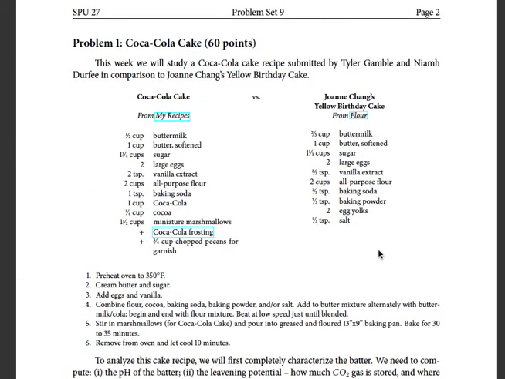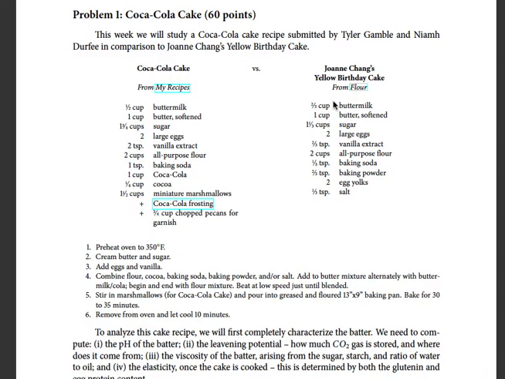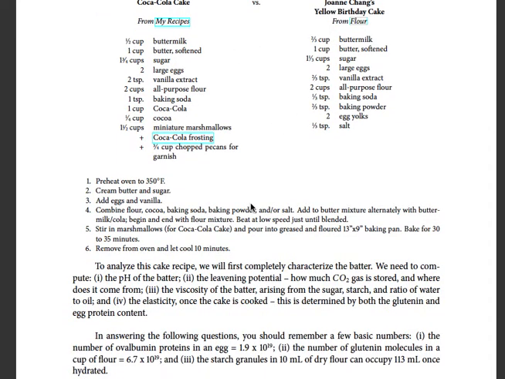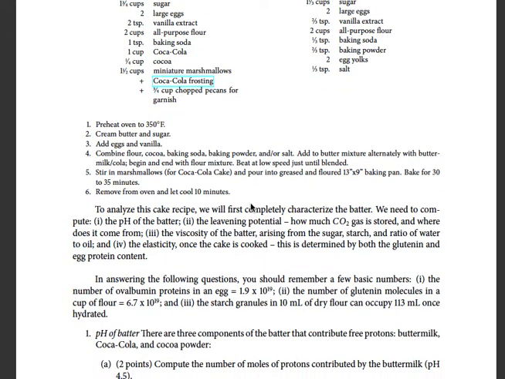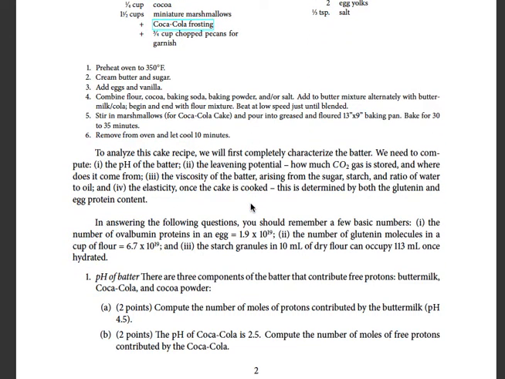The first is basically the one that we discussed in class, where we discussed this wonderful Coca-Cola cake, and we compared it as best we could to Joanne Chang's yellow birthday cake, which she discussed with us in class on Tuesday. We have both recipes here, and if you go through them, there are a number of questions asked, and the point is that the questions go through the basic physical numbers that you need to think through to really be able to compare these two different cakes.